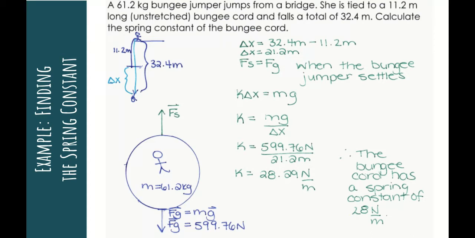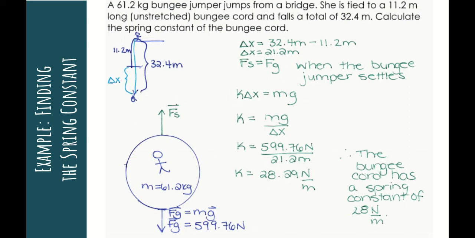Now, we talked about this on the first or second slide: when it comes back to equilibrium, the force of the spring and the force of gravity are going to be equal. So we're assuming that the bungee jumper has settled out, like she's not bouncing anymore. She jumped and now she's just hanging there, waiting to be pulled back up. So the force of her body is applying 599.76 newtons downward, which means the force being applied to the spring is also 599.76 newtons, because it's equal but opposite. It's similar to normal force.